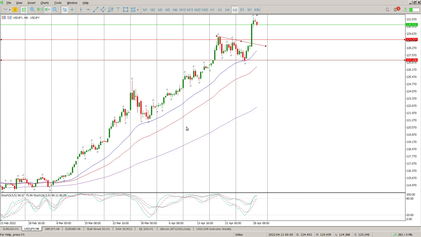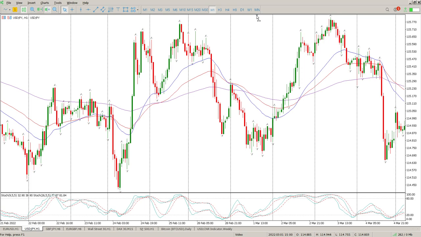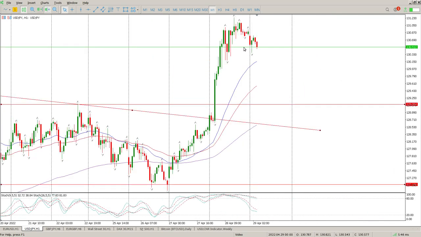Moving on to US dollar, Japanese yen. We were speaking about this potential flag break. It has happened. I do want to see a pullback onto structure. So 129.094 is the pullback I'm looking for. Pretty much same scenario as on Euro USD.